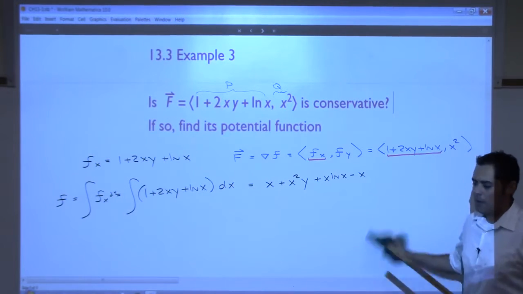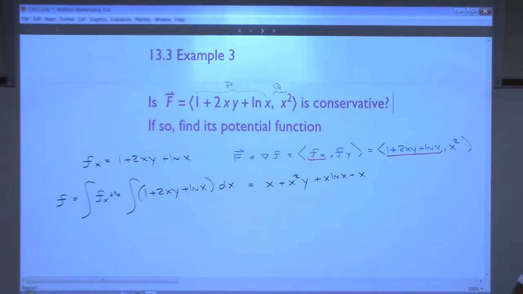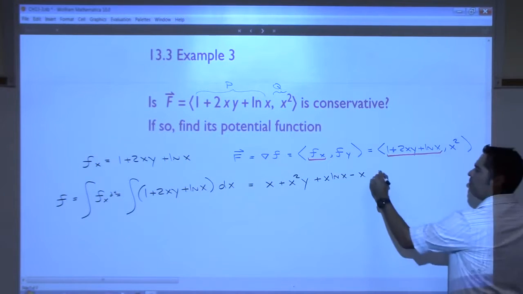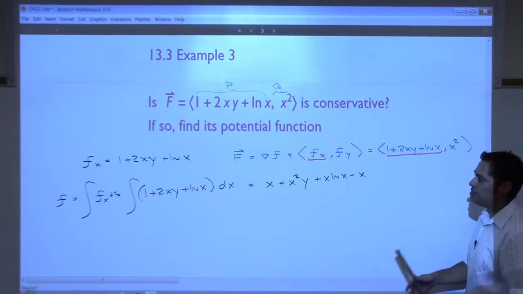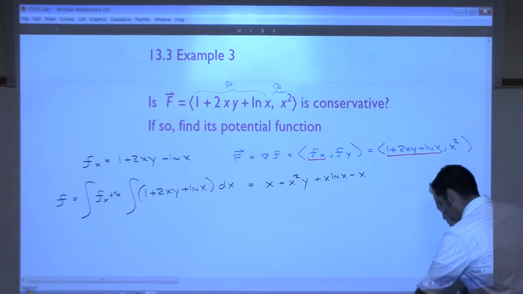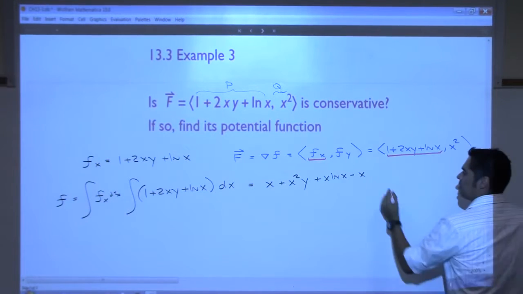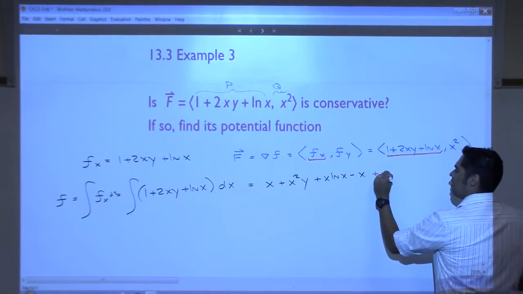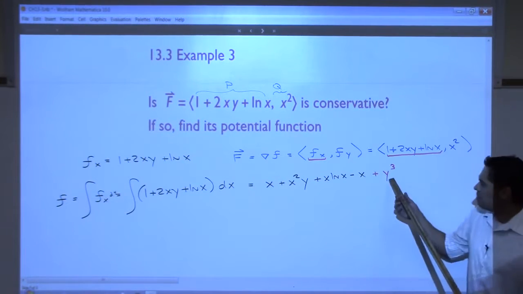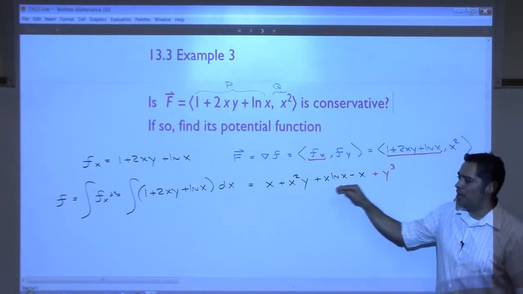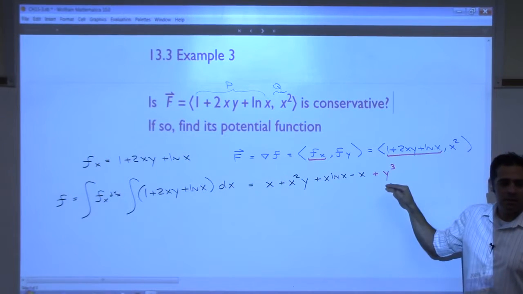But anytime we integrate, we always had this what at the end? Plus a constant. And this is where things are going to get a little tricky. All right? Because I cannot just put plus c. And the reason is, what if this over here, just for demonstration, said plus y cubed? Would I know the difference? Like if I asked you to take this right now and differentiate it with respect to x, would you get this?